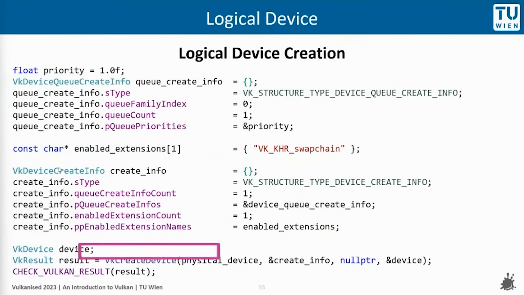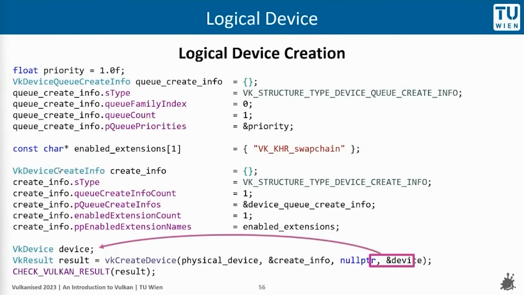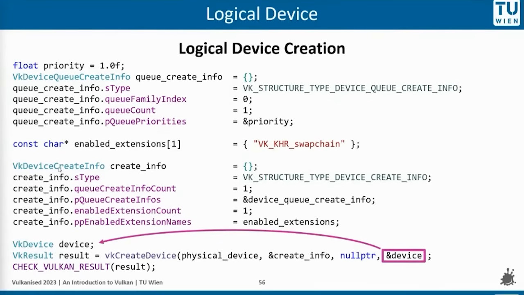And finally, we pass this configuration structure to VK create device, which, if everything goes well, assigns a valid device handle through this output parameter to the VK device variable.